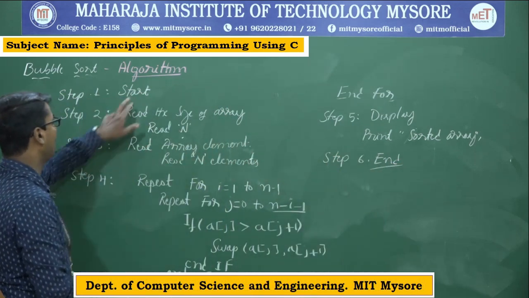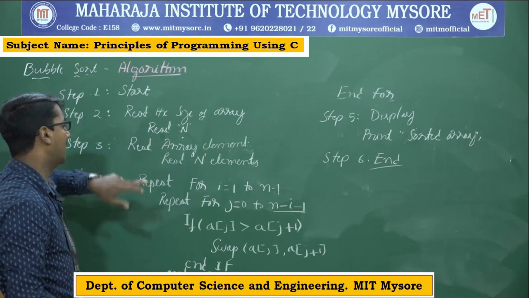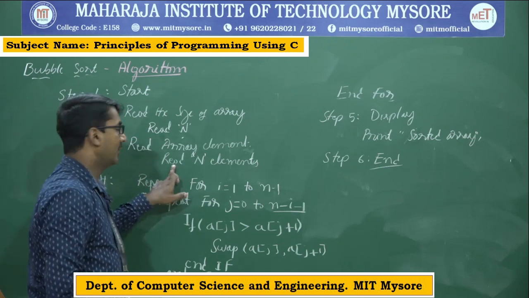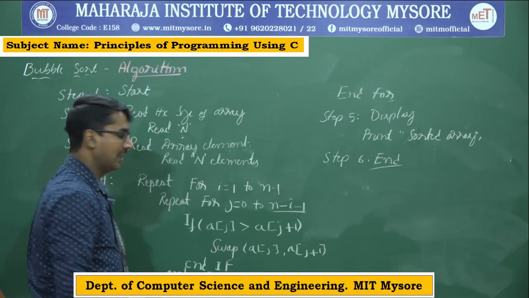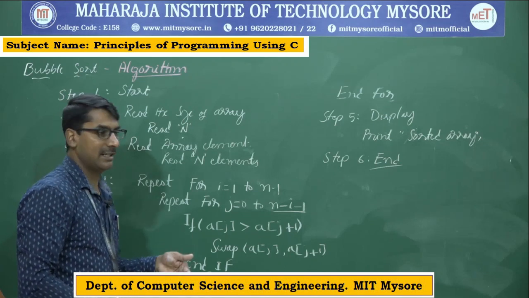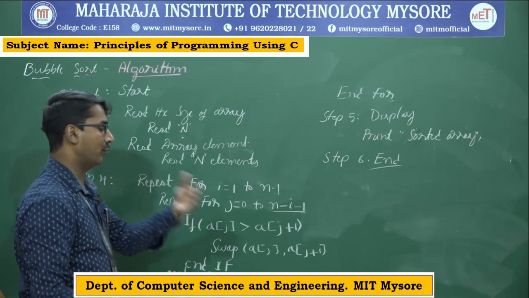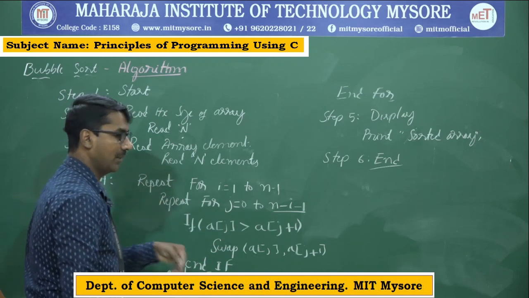So first we need to read the size of the array. So this is the limit of the array. Then we need to read n elements. After reading the n elements, we need to perform the bubble sort process. So by comparing the elements, first element with second element, third element, fourth element, fifth element. So we need to compare the elements.